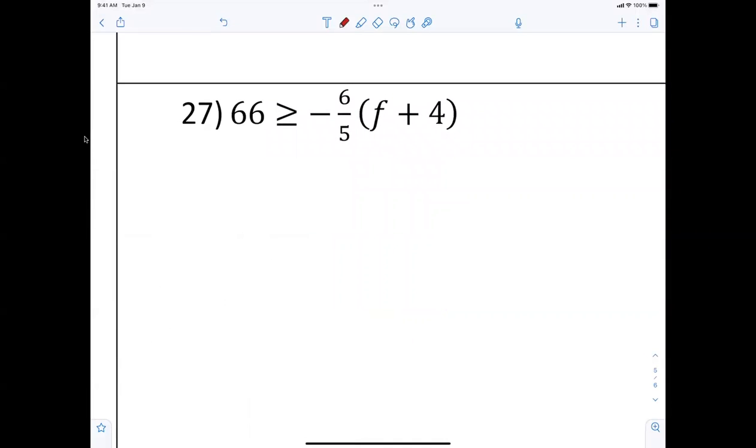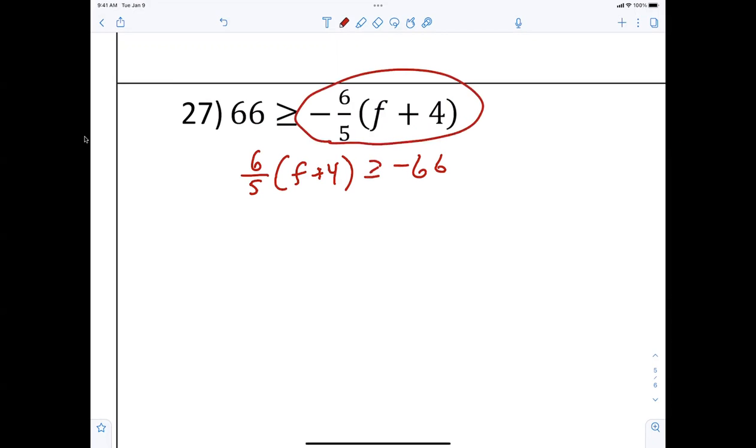All right, now 27. Personally, look up, guys. My brain just looks at this and says it's really just 6/5 parentheses f plus 4 is greater than or equal to negative 66. Everybody see that? I just moved this quantity because it's negative over here, and then I moved the 66 over here. Do you have to do that? No, but I don't like dealing with negative variables.